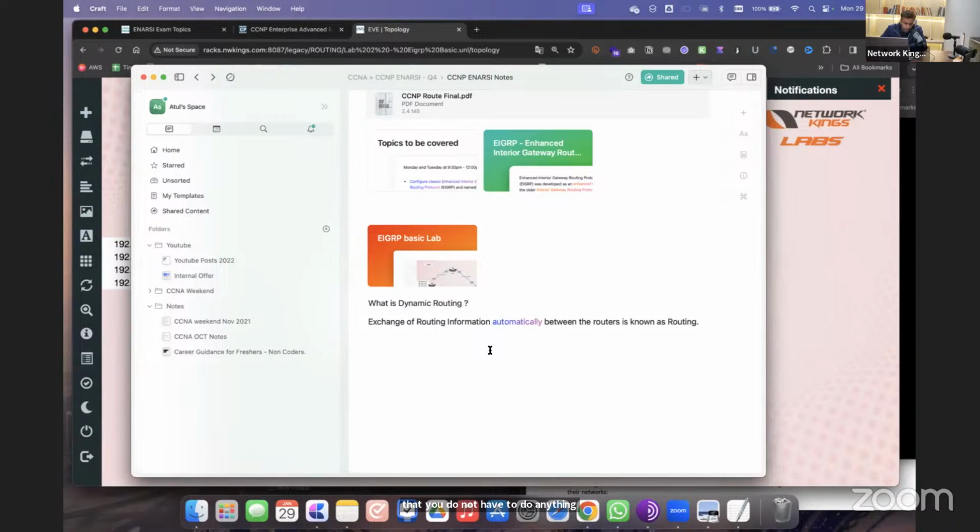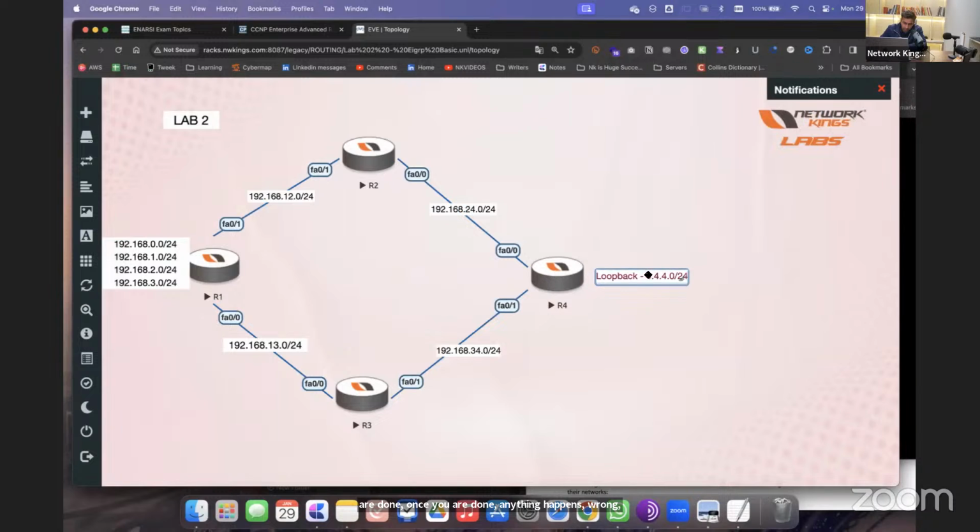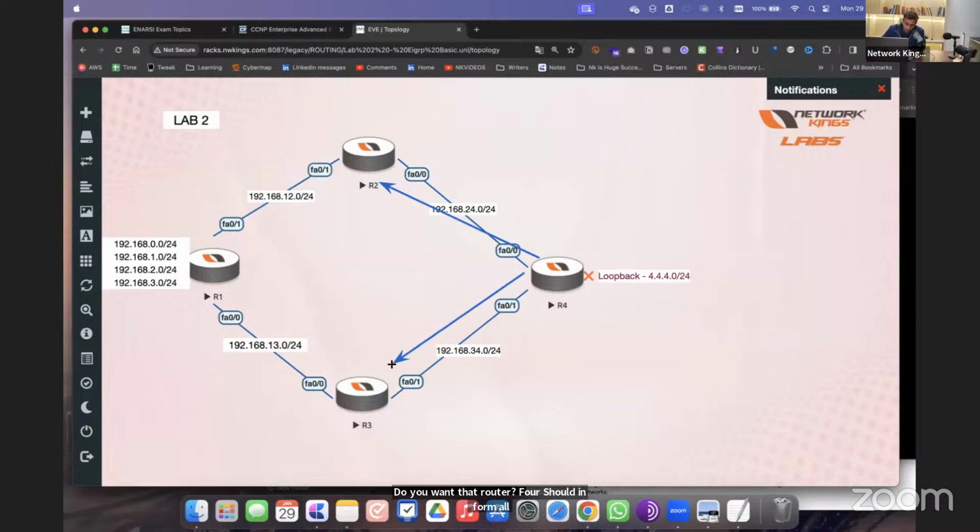But once you are done, suppose something goes wrong. Suppose this is my department and this network goes down. Suppose this is my LAN network. Do you want router 4 to inform all routers that my network is down? Do you want that if the LAN network goes down, the router should update other routers? If yes, then dynamic routing is for you.